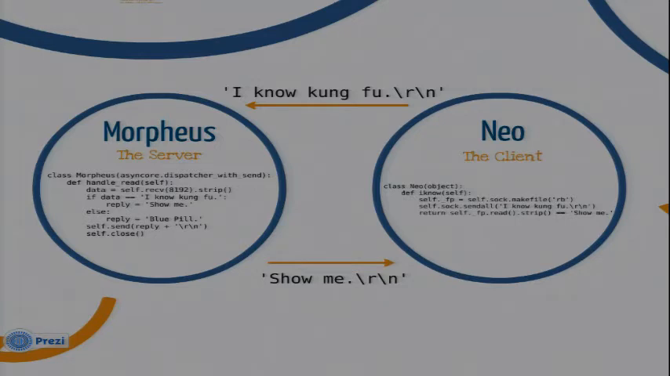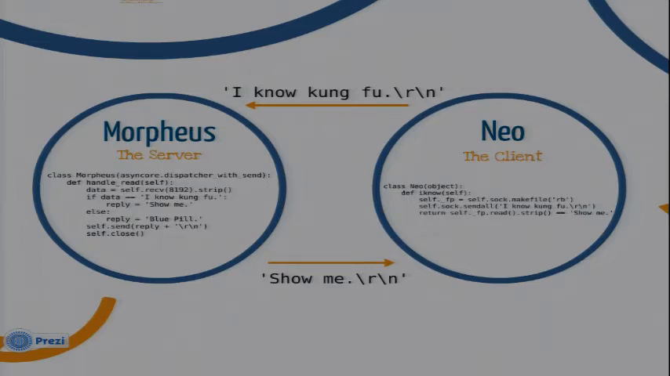Now, we have to test Neo, and we have two main problems. The first one is, what can I do if Morpheus is not reachable from a development environment, or if Morpheus is not yet implemented, or in other situations when Morpheus is not available?